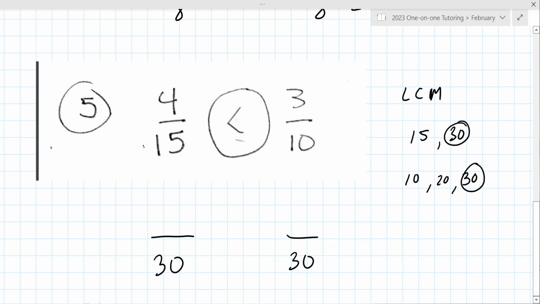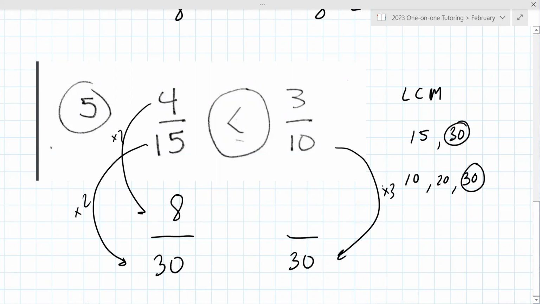And what do you have to multiply that one by? 2. That's right. That's 8. Okay, and then you do the same thing over here. Multiply that one by 3. Good. And that is 9. So now you can compare.